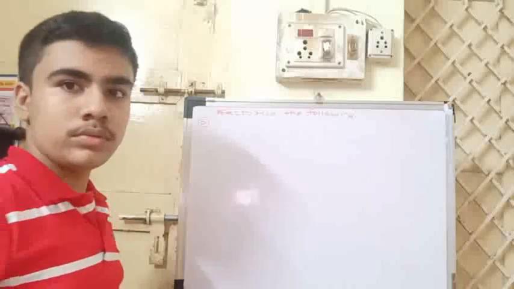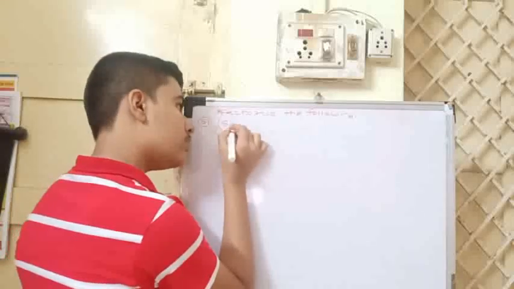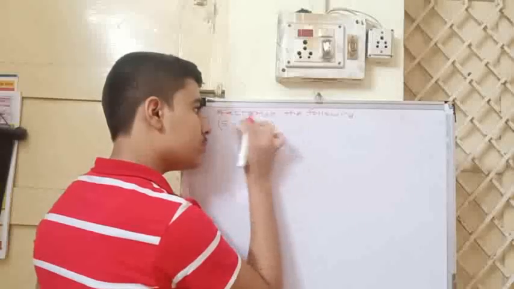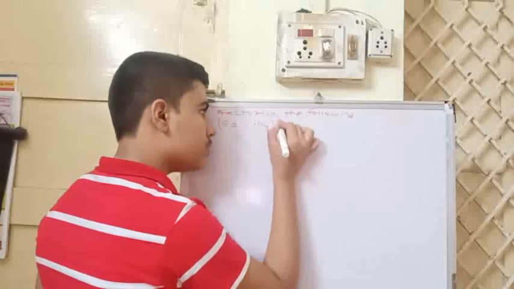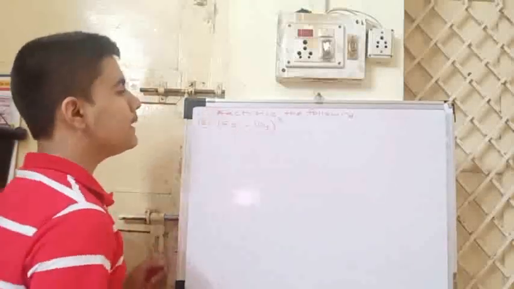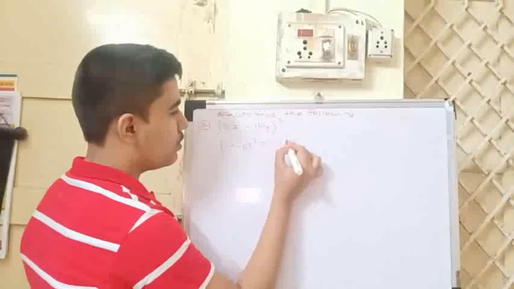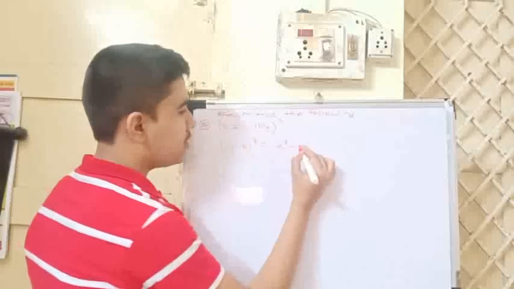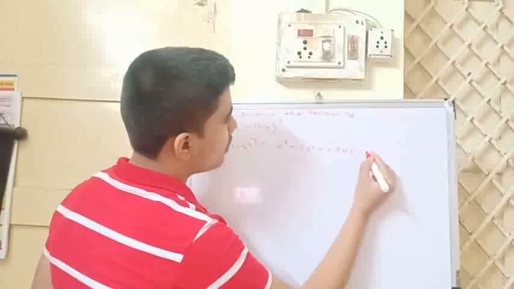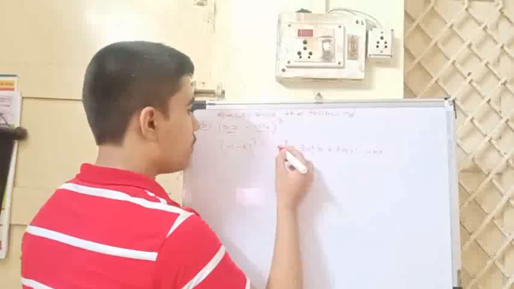Now the fifth. Here is 5x minus 10y whole cube. We know that a minus b whole cube is equal to a cube minus 3a square b plus 3ab square minus b cube. Now here a is 5x and b is 10y, so it will be a cube.